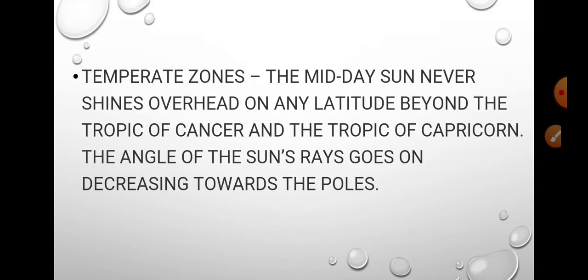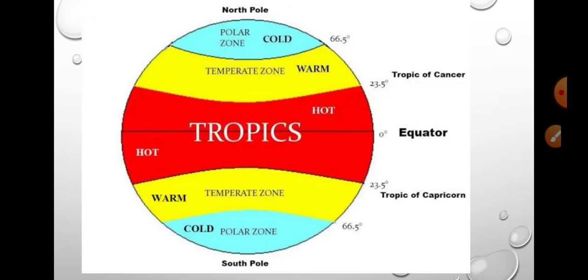Now look at the picture and get a clear view of the definitions. See, the North Pole and the South Pole, that is the polar zone, that means the frigid zone. And the temperate zones are towards the north side and the south side. You can see the yellow color, it shows the temperate zone, and the torrid zone is that red one.